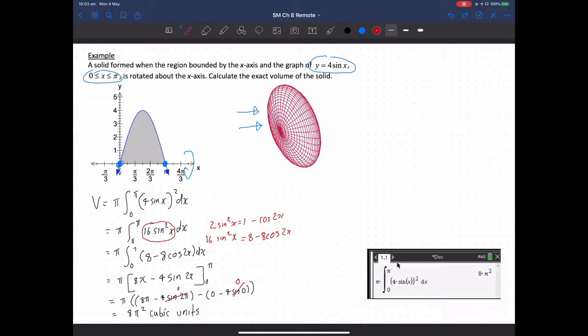If you look at the calculator screen, you can see I've typed in pi, then the integral from 0 to pi. I've typed in bracket 4 sine x, close bracket, squared dx, pressed enter, and the calculator's given me 8 pi squared, which is what we got when we did it manually.